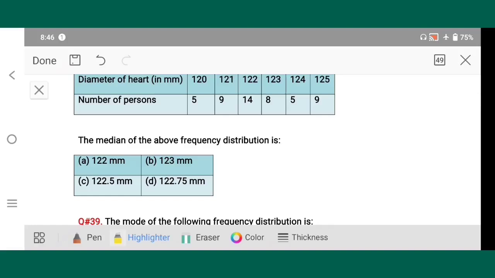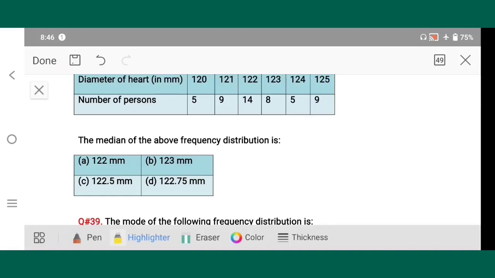So how to find the median in this case? It's easy, just by finding the cumulative frequency table or column, and then find the median class, that is the middle class or median class.